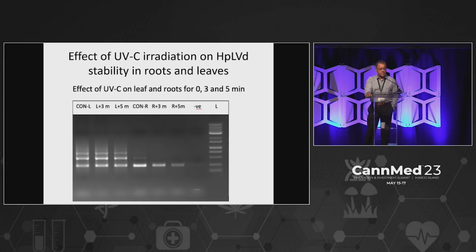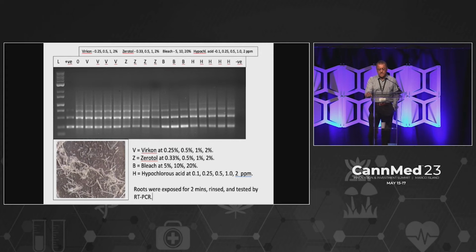This is an example where we took UVC irradiation and exposed leaves and roots for 5 minutes, long enough to cause a severe burn on your hand, and the viroid was still intact. You can see the bars are present. So it's UV stable. And more than that, it can tolerate things like bleach, xylitol and Virkon. These are chemicals that normally, as disinfectants, would eliminate COVID. They have absolutely no effect on this particular viroid because of the stability of the RNA. That's not to say that these chemicals cannot be used in a cleanup operation, but it indicates that neither of these chemicals actually destroys the RNA.